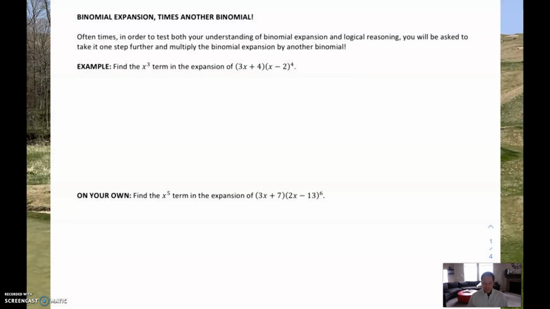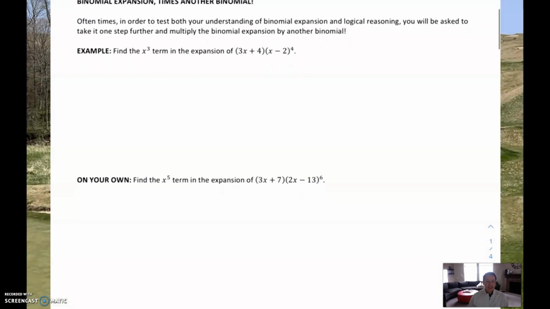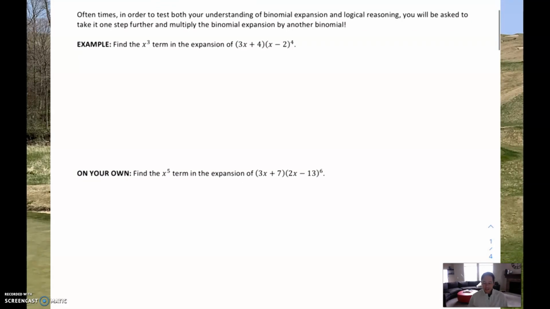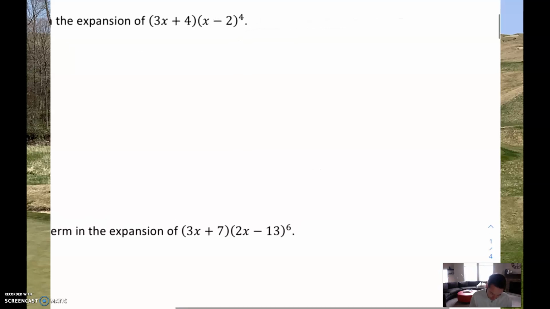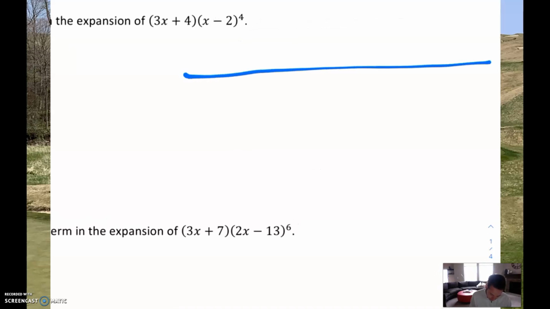The first example says to find the x to the third term in the expansion of 3x plus 4 times x minus 2 to the fourth power. Now I'm going to illustrate what it's actually asking for. This is not the way I would expect you to show your work because it takes a longer time to do this. But maybe you've seen the box method for multiplying polynomials.